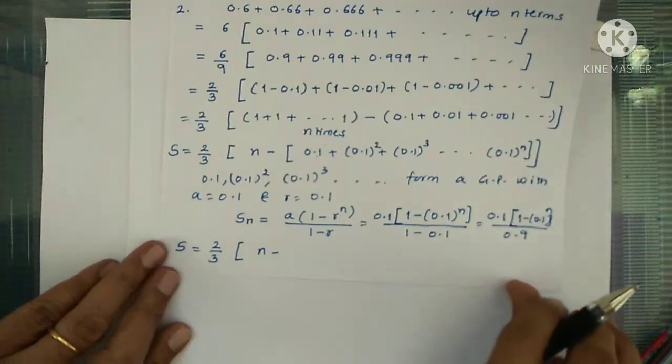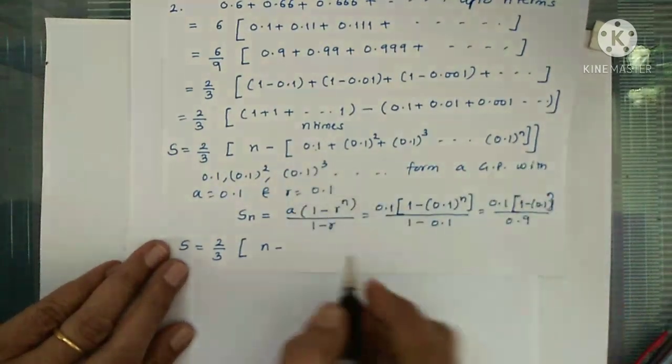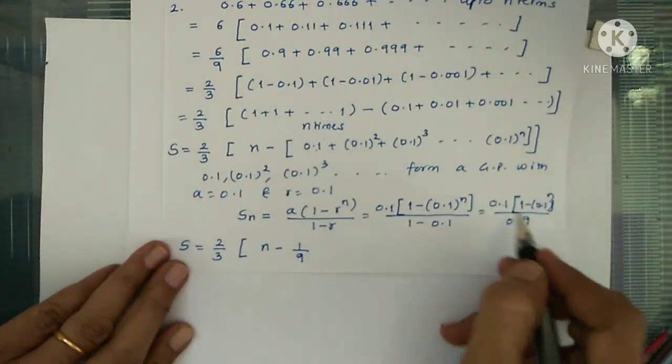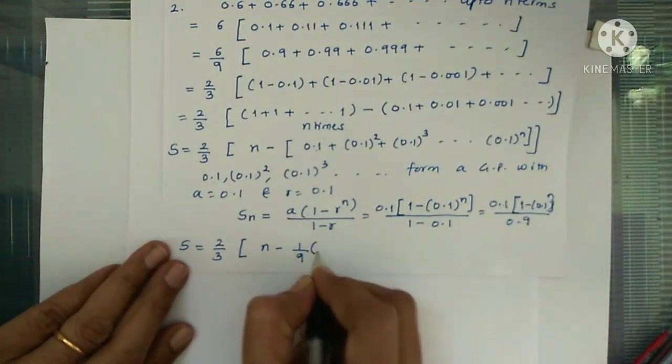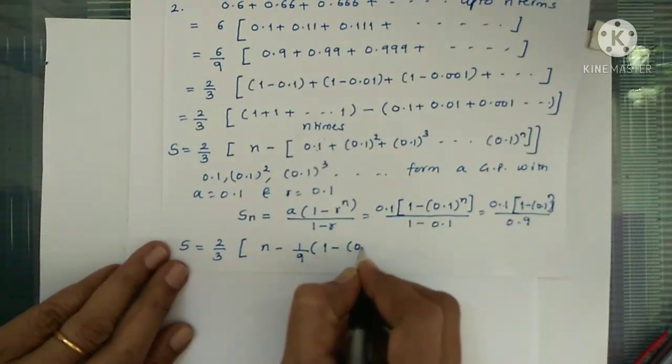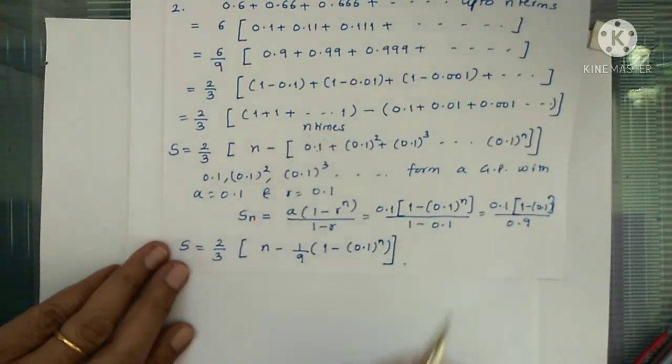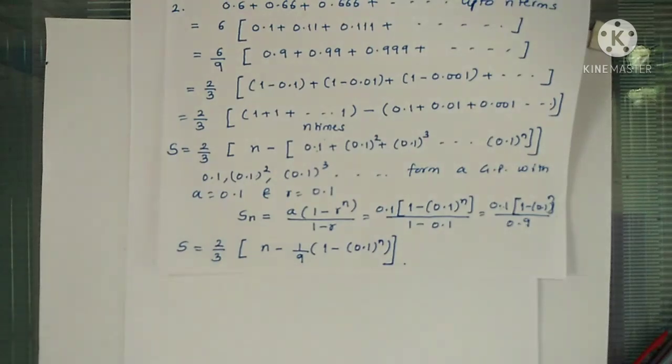n minus, now let's write this sum, and that sum is 1 by 9, multiplying both numbers by 10, into (1 minus 0.1 raised to n). So this is the simplification.